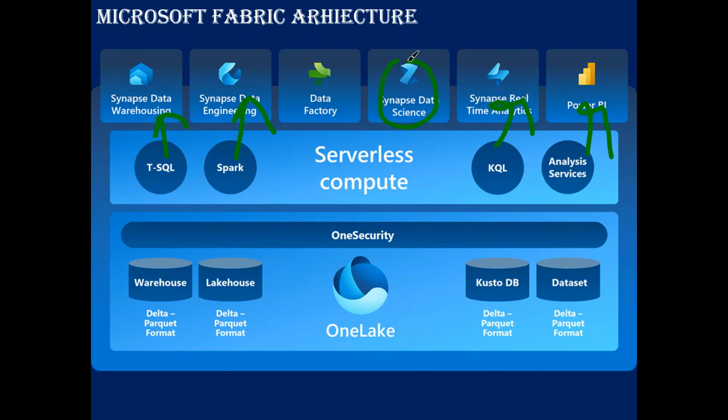Synapse Data Science is for the data science team. Data Factory is for data integration, data collection, orchestration, and scheduling. Everything is happening in Data Factory. Okay, clear? I think that's all you need to know for today, team.